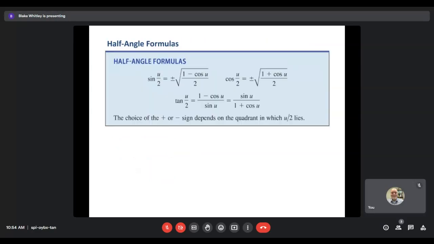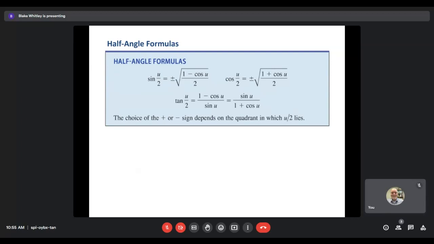All right, now half angle formulas. If we have the sine of u over 2, we can write that as plus or minus square root 1 minus cosine u over 2. And the plus or minus is going to be determined by which quadrant u over 2 is in. Okay, so we're not looking at the u value, but whatever u over 2, the original angle, whatever that is, that's what's going to determine the plus or minus.